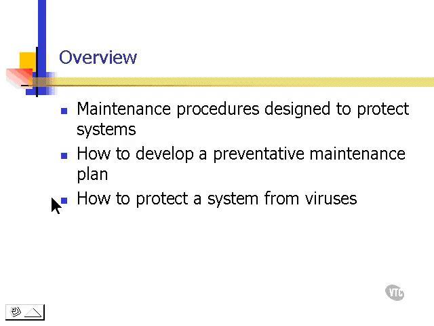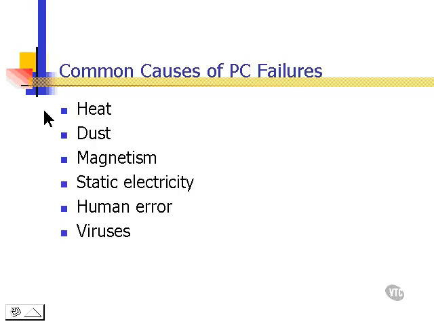So what can damage a PC? One of the things that can damage a PC is excessive heat. So PCs should be kept in a cool environment, especially servers. Dust can also damage a PC.